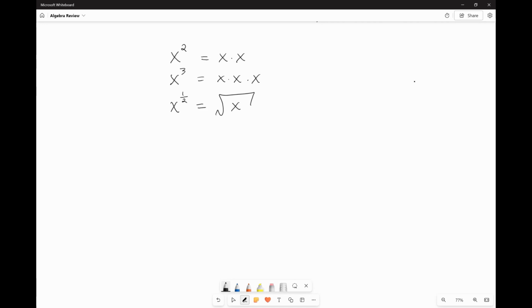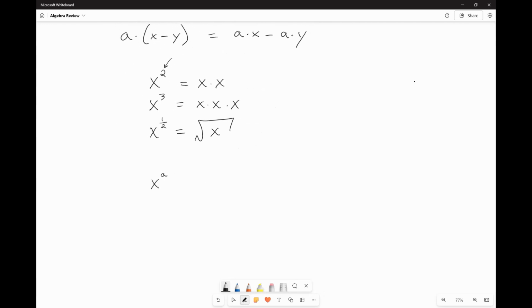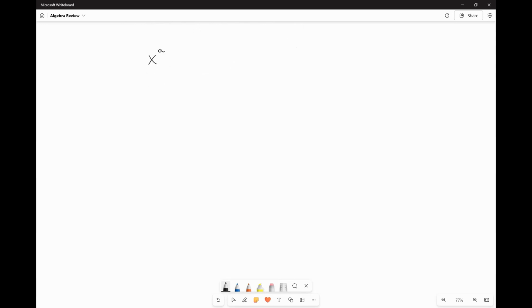Okay, so these are exponents. In fact, I should just say this number up here is an exponent. I can write exponents also in terms of variables. So I could say x raised to the a power. That would be equivalent to saying I'm going to take x and multiply it by itself a number of times. Okay, we will see exponents all the time in algebra, and we should know some properties about using exponents. So let's take a look at some of these properties.